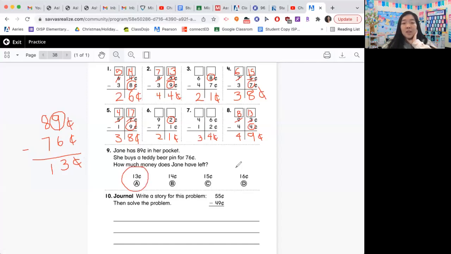Very good. Okay, now write a story for this problem, then solve the problem. So I'm gonna solve it first. I know that 9 is bigger than 5, so more on the floor, go next door. So I'm gonna borrow 1 from the 5, so it becomes a 4, and I'm gonna get 10 more. So I'm gonna add 10 to 5, which gets 15. 15 minus 9 equals 6. I know because 9 plus 6 equals 15. 4 minus 4 equals 0. So my total is 6 cents.